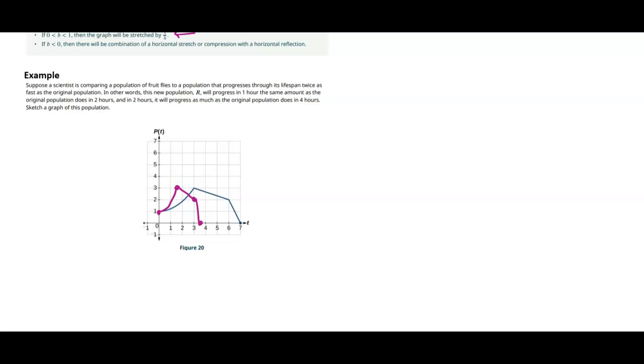All right, let's go ahead and write this. So R of t in this case, it needs to go twice as fast. So 2 would go on the inside of my function because it affects my inputs, it affects my x's, or in this case, my t values.